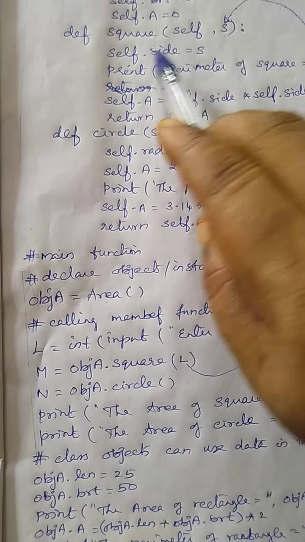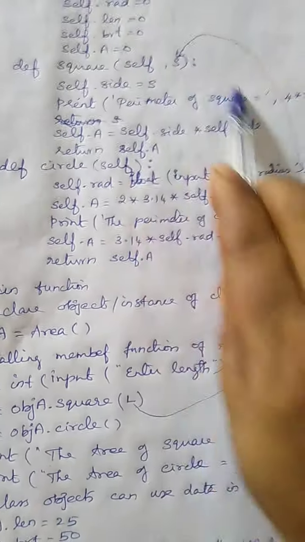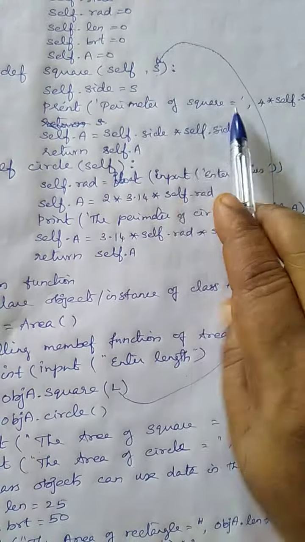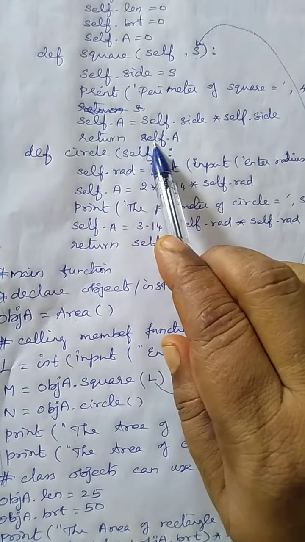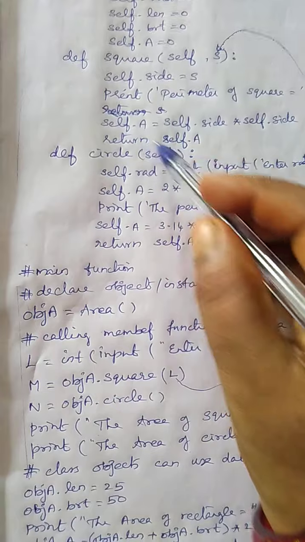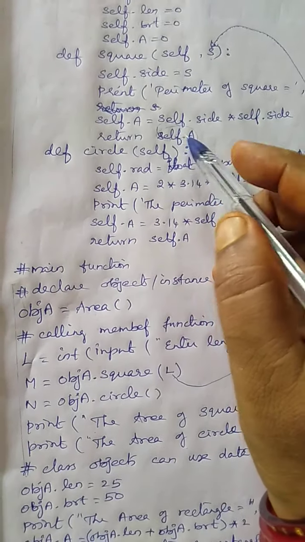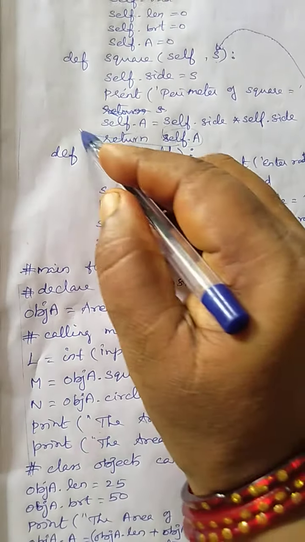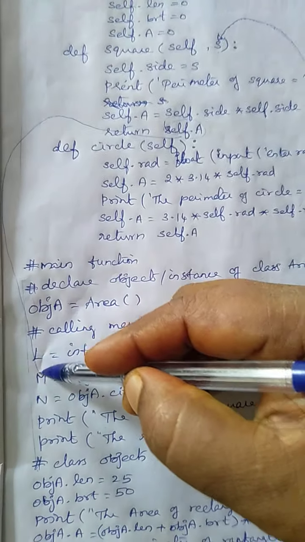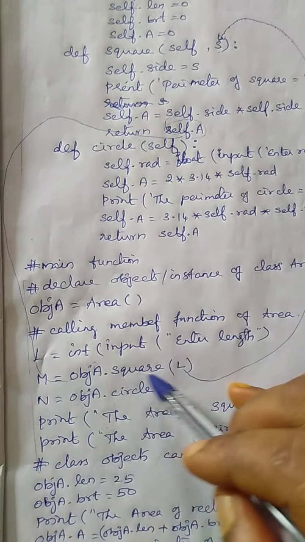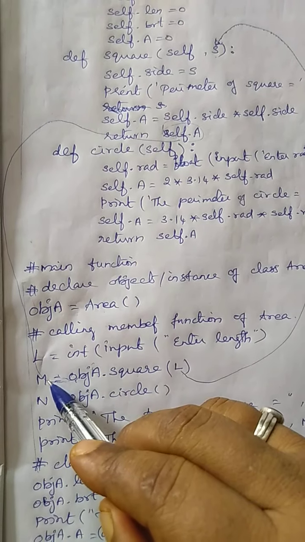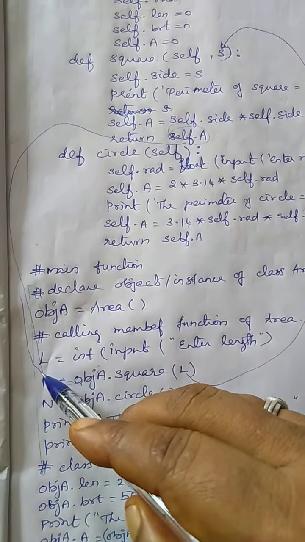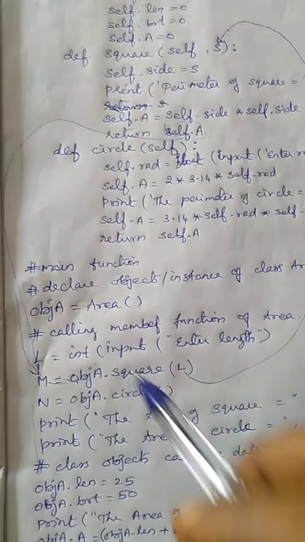So this s is going to be stored on this side. With this length value, it is going to calculate the perimeter and display it, and calculate the area and return the data. Once we see the return statement, the return value will be returned to the place where we called object a dot square. Here the return value is assigned to this m. So the data we returned will be stored in this m.